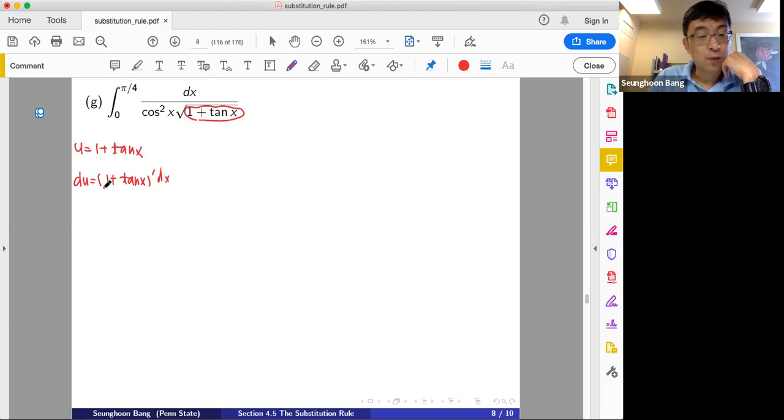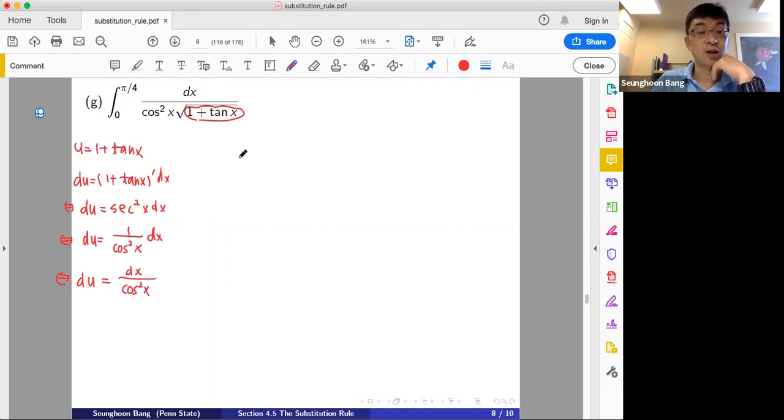What is the derivative of 1 plus tangent? Yeah, thank you, secant square of x. So we have du: the derivative of 1 is 0, tangent prime is secant square of x dx. One more, we don't have a secant function, but we have 1 over cosine square. You can change the secant to cosine. Secant square of x is the same as 1 over cosine square of x. This is exactly the same as du equals dx over cosine square of x.